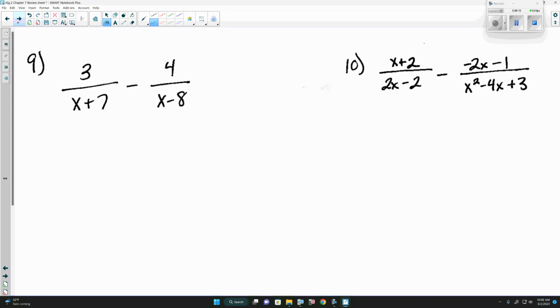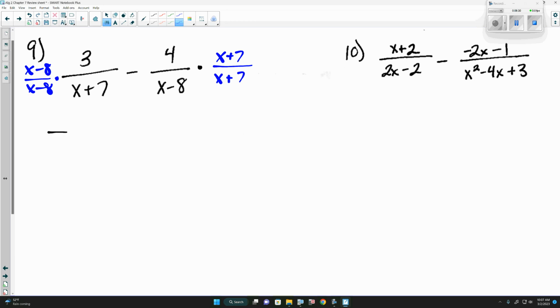Now, looking at the next one here, number 9, are the denominators the same? No. But to get them to be the same, the one on the right needs x plus 7. The one on the left needs x minus 8. Now we can multiply them together. For the denominators, we don't need to multiply it back out. We can leave it as x minus 8 times x plus 7, because again, that's going to become just the denominator itself.